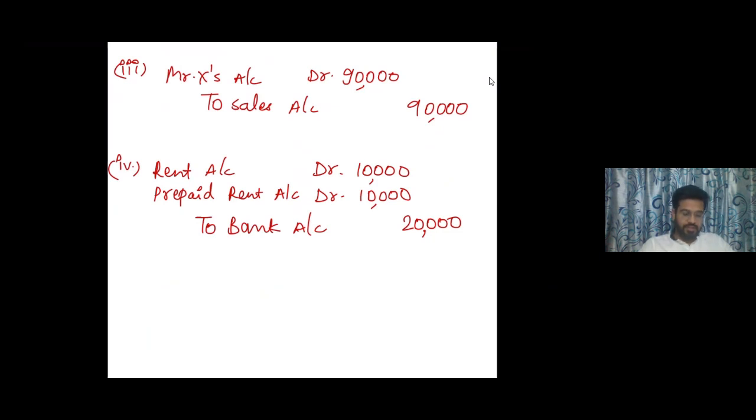So whenever we receive the benefit, by that amount we will reverse the prepaid. That is, we will debit the rent account and we will credit the prepaid rent account. So here we have debited the prepaid rent account because today we are not getting the benefit. In the next year, I will get the benefit. Very good. Wonderful. Amazing. Lovely.